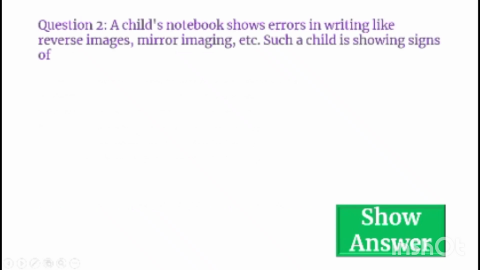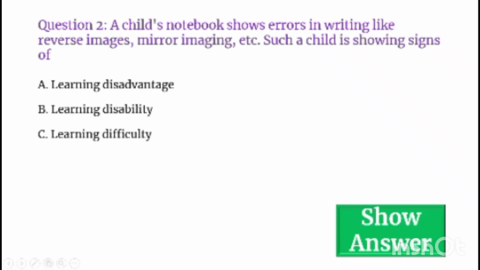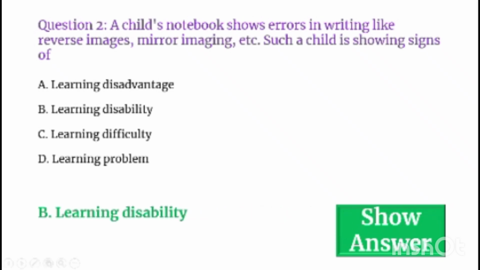Next question on your screen you can see. Question number 2. A child's notebook shows errors in writing like reverse images, mirror imaging, etc. Such a child is showing signs of what? The options here: A. Learning disadvantage, B. Learning disability, C. Learning difficulty, and D. Learning problem. So, what would be the answer? You can see on the screen, that is B. Learning disability.